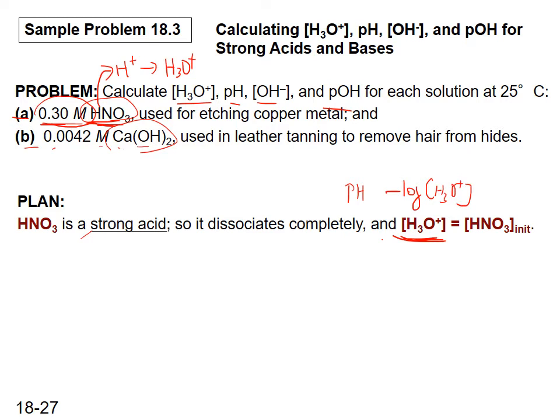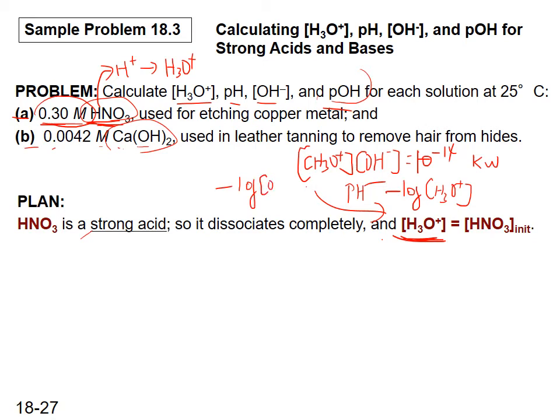And then how do you calculate the pOH? Well, there are different ways. One way is hydrogen ion concentration, which we already found, times hydroxide equals 10 to the negative 14, Kw. So we can calculate hydroxide. And then how do you calculate pOH? You can either use negative log OH, or you can use pH plus pOH equals 14. So there are several equations we can use, okay?